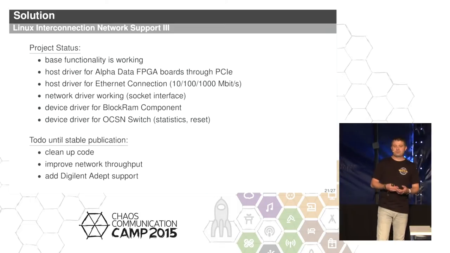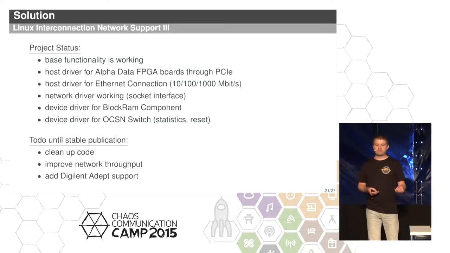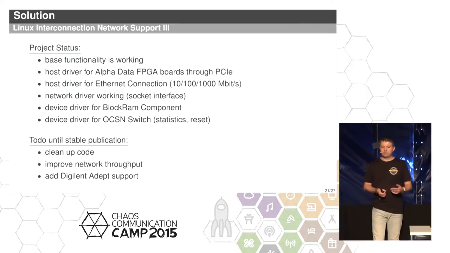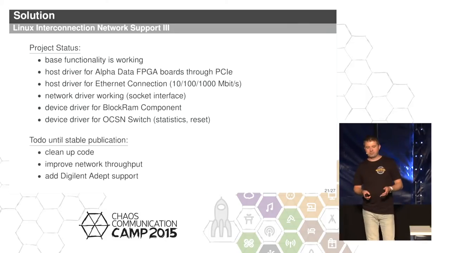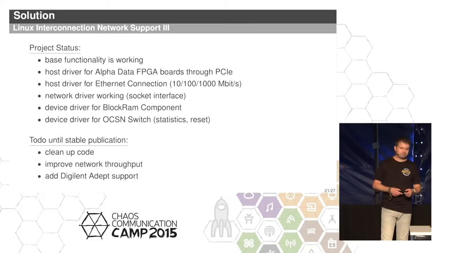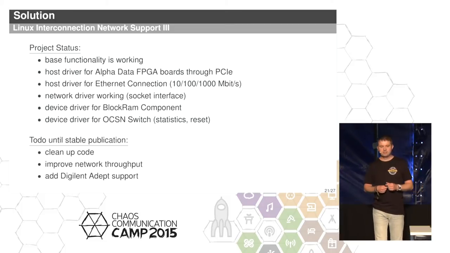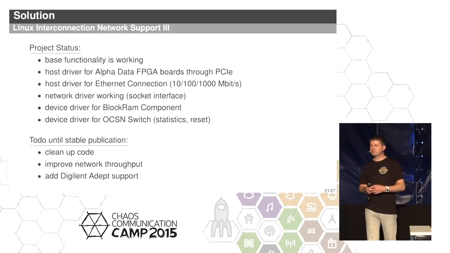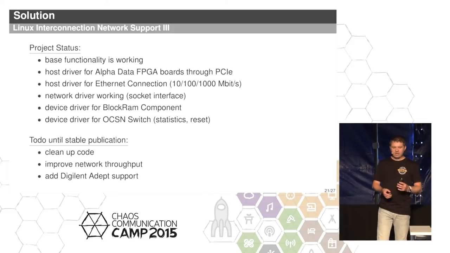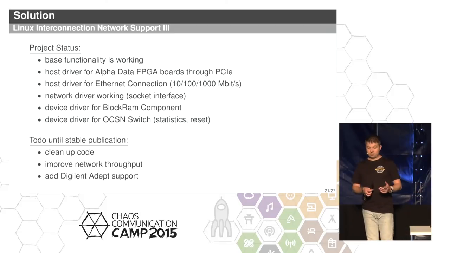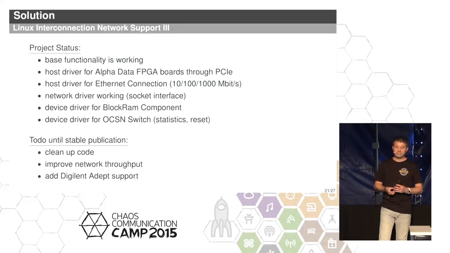And I have a host driver for Ethernet connections for 100 megabits and 1 gigabit, and device drivers for block RAM components and for the OCSN switch, where you can query statistics or reset the switch. I still want to do some code cleanups, as always. I want to improve the network throughput.